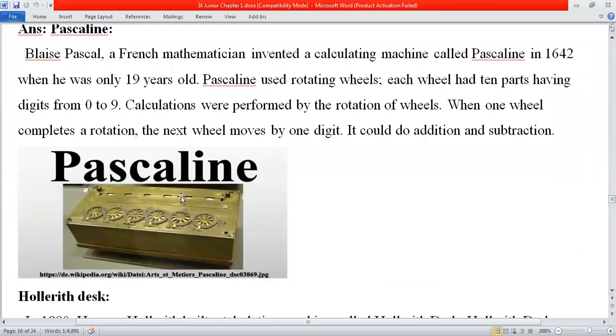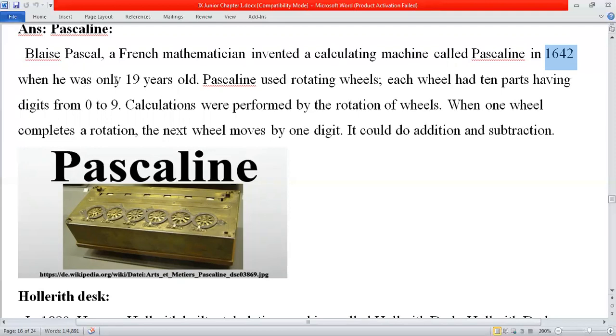Pascaline. I will show the diagram of Pascaline. It is a device like a harmonium. Watch over here, there are cylinders moving along with each other. When one moves, another moves automatically, like a gear. Blaise Pascal, a French mathematician, made it. French means from France. This mathematician invented a calculating machine called Pascaline. It was developed in 1642, which means nearly 480 years before.